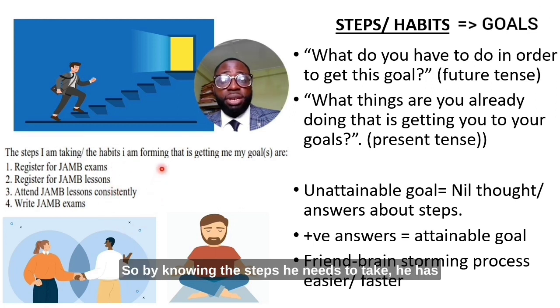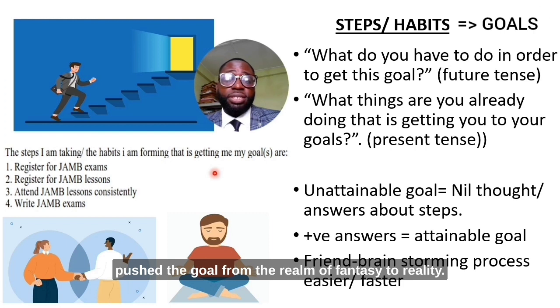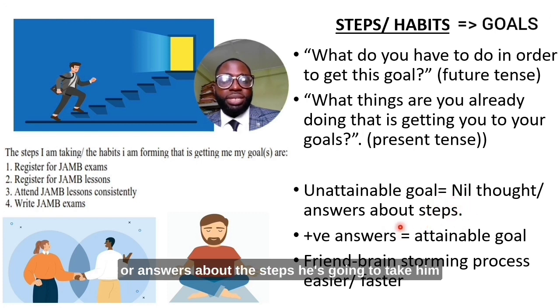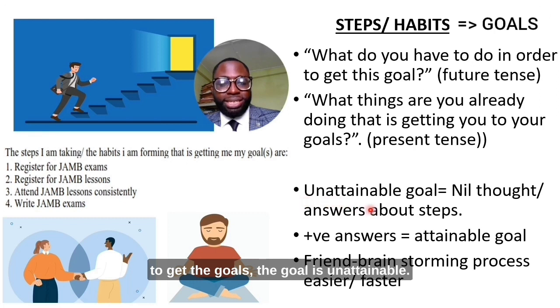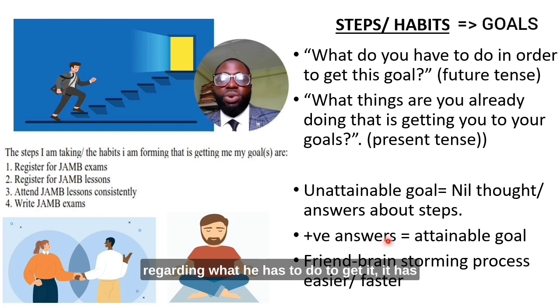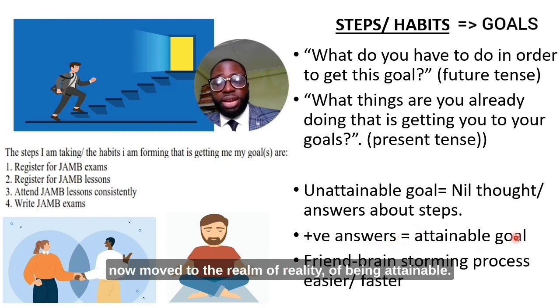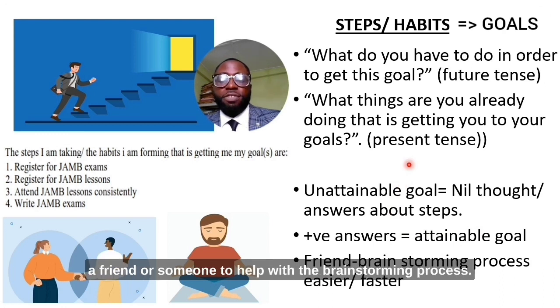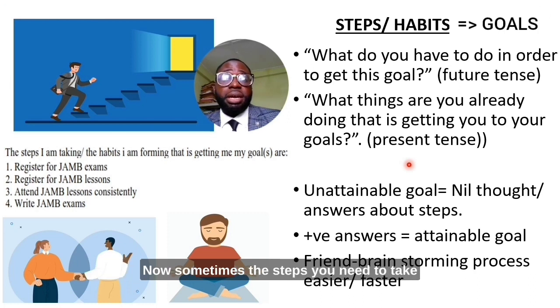By knowing the steps he needs to take, he has pushed the goal from the realm of fantasy to reality. All right. So as long as the person doesn't have any thoughts or answers about the steps he's going to be taking to get the goal, it is unattainable. Once he can get thoughts regarding what he has to do to get it, it has now moved to the realm of reality, or being attainable. Now, this step is easier and faster if you have a friend or someone to help with the brainstorming process. Sometimes the steps you need to take might not really be in your present awareness. You might need to ask a friend or do some research before the step comes.